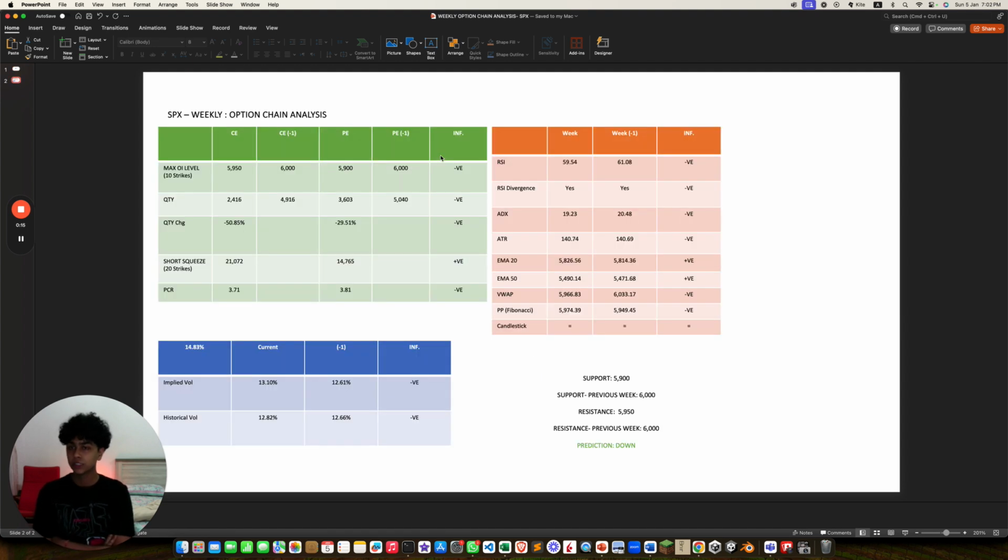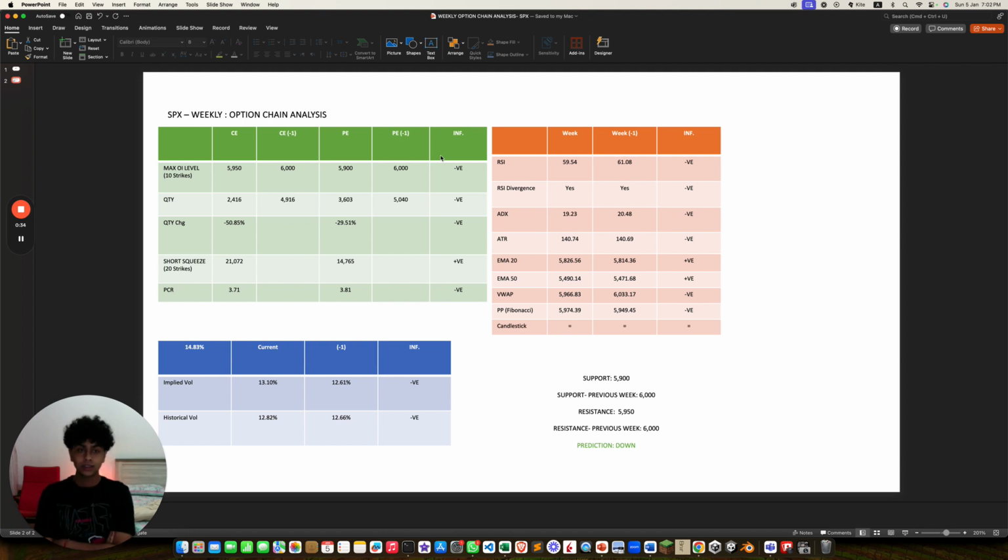Max Y level for CE and PE have decreased, that's negative. Quantity is high for PE, that's negative. Change is higher for CE, that's negative. Short squeeze is higher for CE, that's positive. PCR is extremely high and still lower than last week as well, that's negative. Implied volatility and historical volatility are both higher, that's two negatives.